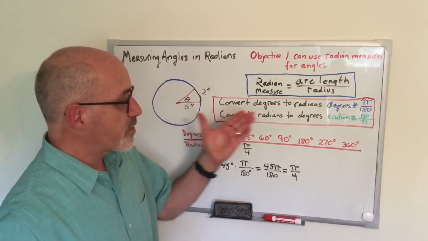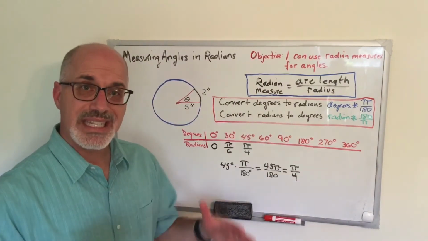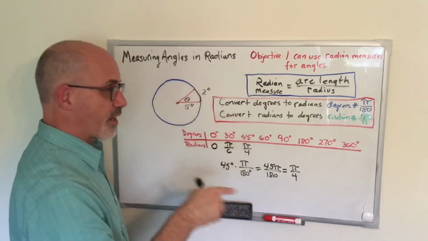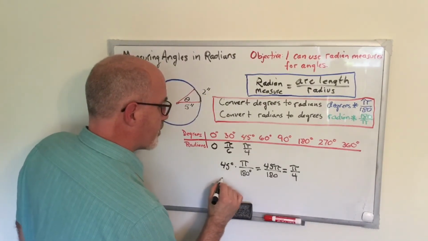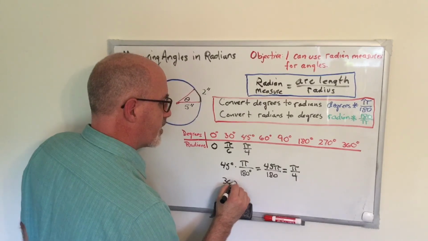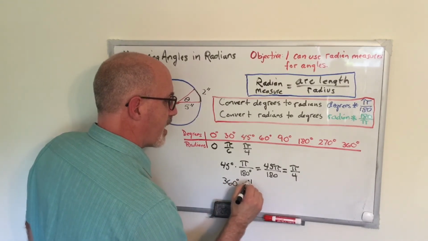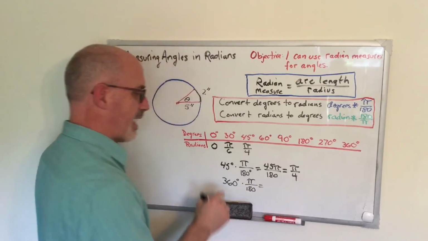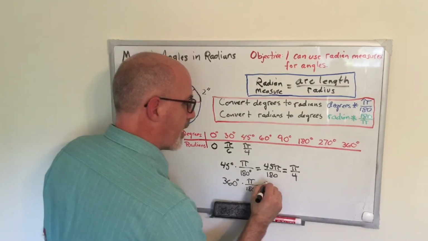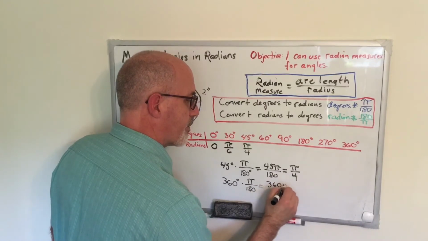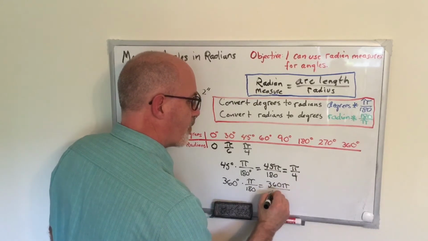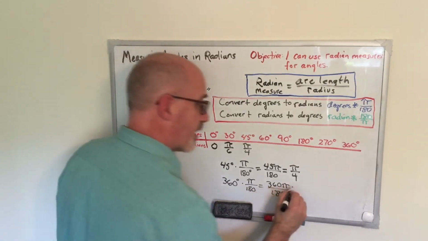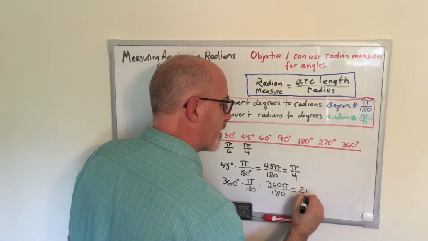Let's go ahead and do 360. 360 is a full circle around, the full circumference around the whole circle. So 360 degrees times pi over 180. If we multiply that, we get 360 times pi all over 180. The 360 and the 180 reduce, and I'm left with just 2 pi.